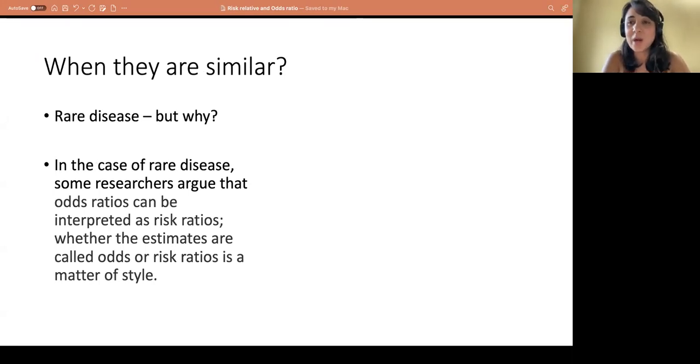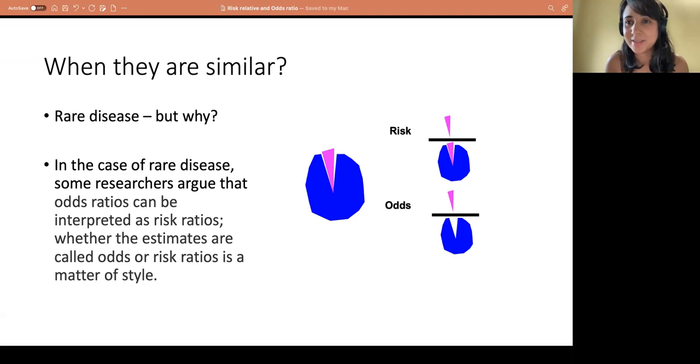However, in one special situation, odds ratio and risk ratio are really similar. They will be calculated differently using different parameters because the denominator is different. But the numerical value that you receive after the calculation will be very similar. And this is especially true for rare conditions, rare diseases. Why? And I will show you why.